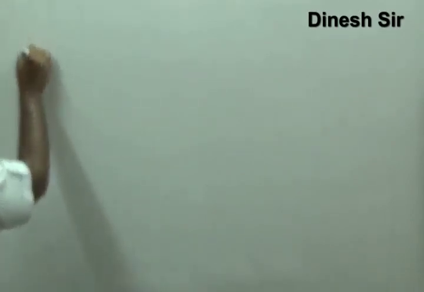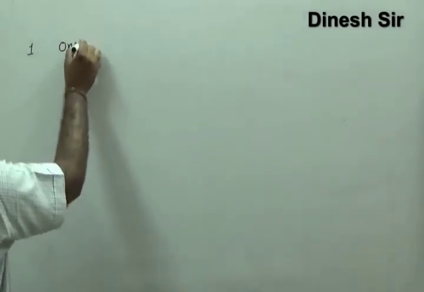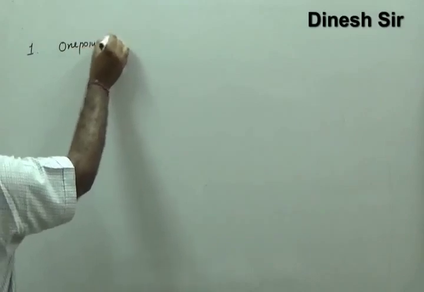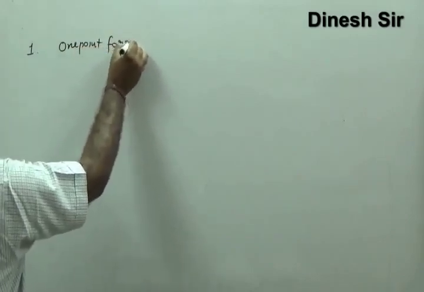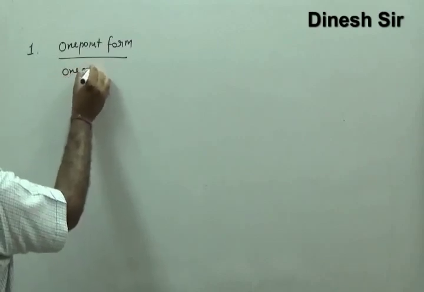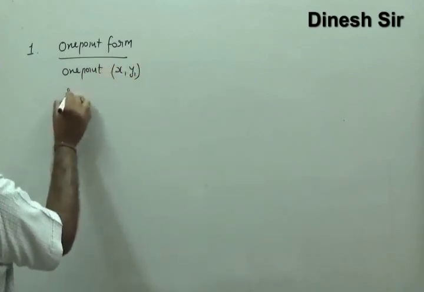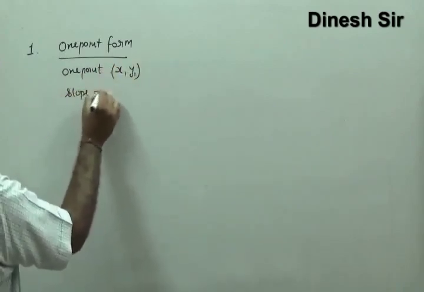For finding the equation of the line, we have some different formats. The first format is the 1 point form, where 1 point is given and the slope is given. In these questions, 1 point is given to you. Suppose the point is x1, y1 and the slope of the line is given, equal to m.